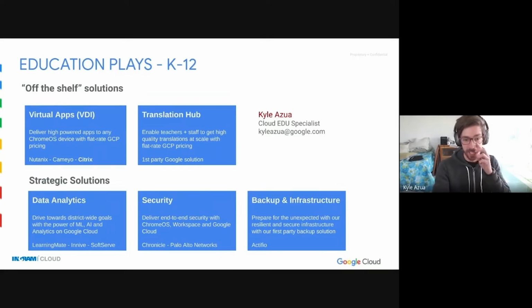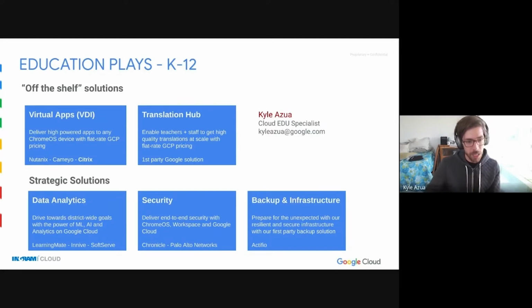The best thing is this is all wrapped up in a flat rate GCP subscription. So we're able to estimate the cost, charge the customer one flat rate. There's no surprise billing for the whole year. So both of these solutions are ready to go. We're actively selling them. We're seeing a lot of success with districts. We got case studies to back it up. These are two of our primary go-to solutions.